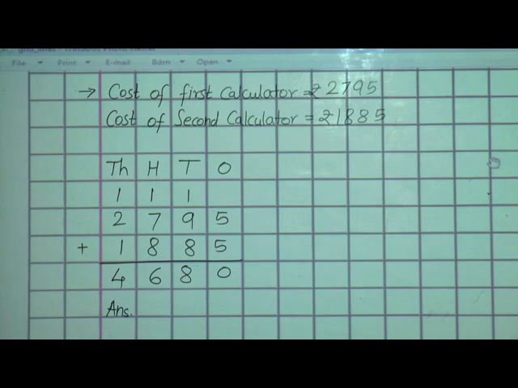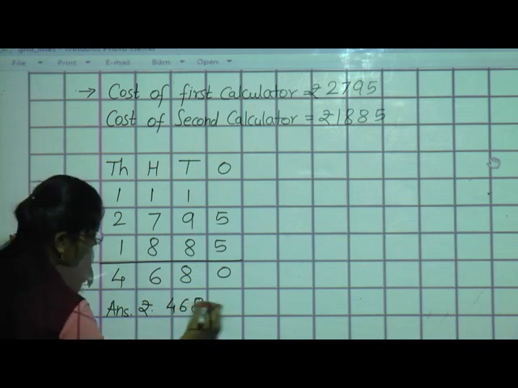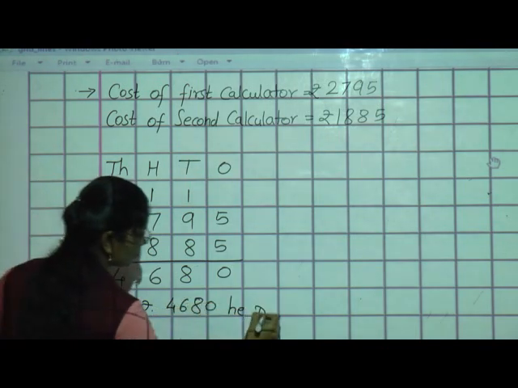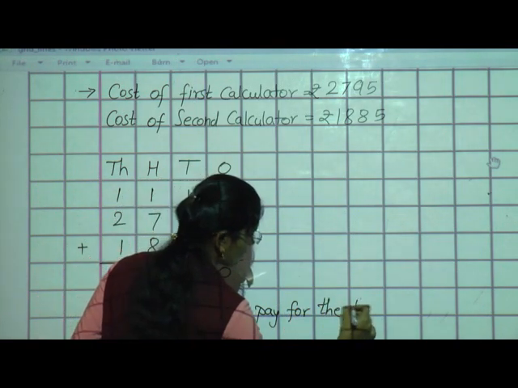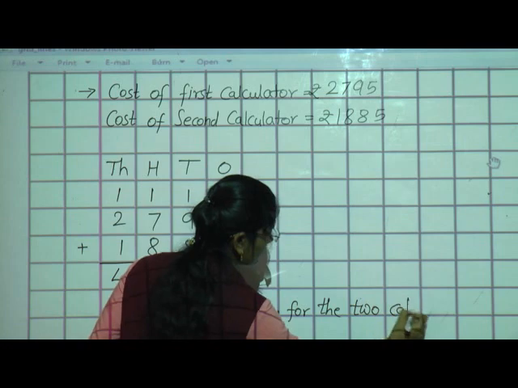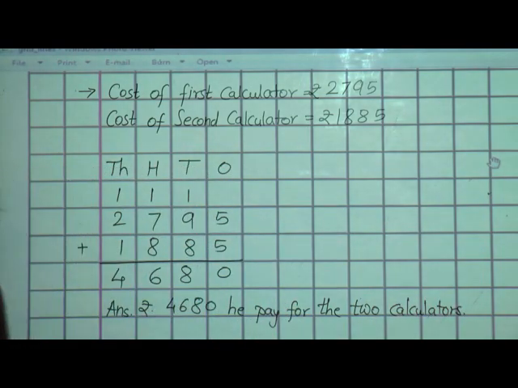So how will we write the answer? Final answer. How much did he pay in all for the 2 calculators? So rupees 4680 he paid for the 2 calculators. Okay. Understood? Okay. Now see the next one, the sixth.